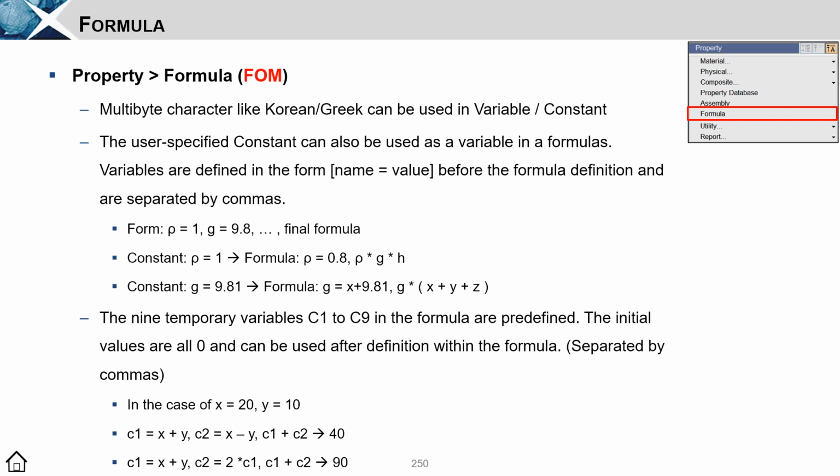As shown in the example, variables are defined in the form name equals value before the formula definition and are separated by commas. The 9 temporary variables C1 to C9 in the formula are predefined. The initial values are 0 and can be used after definition within the formula.